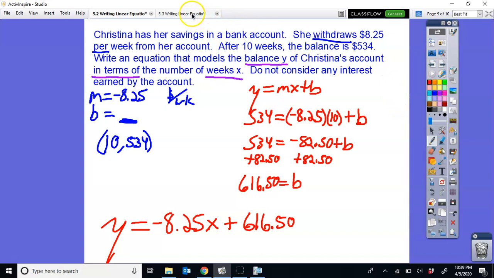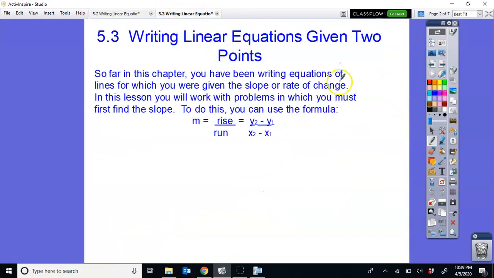So the next thing that we're going to look at now is, what do we do if we have not been given the slope either? Up until this point in this chapter, we've been writing equations of lines where we were given the slope or the rate of change. We were given the y-intercept and we plugged them in. Then we looked at some where we were given the slope, given the rate of change, and not given the y-intercept, but given another random point.